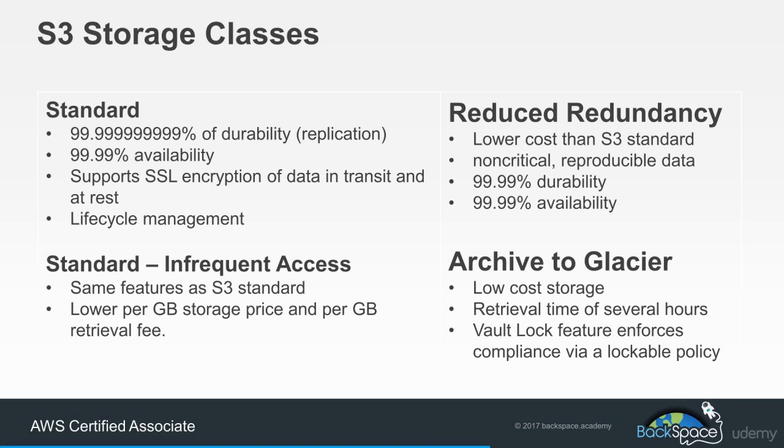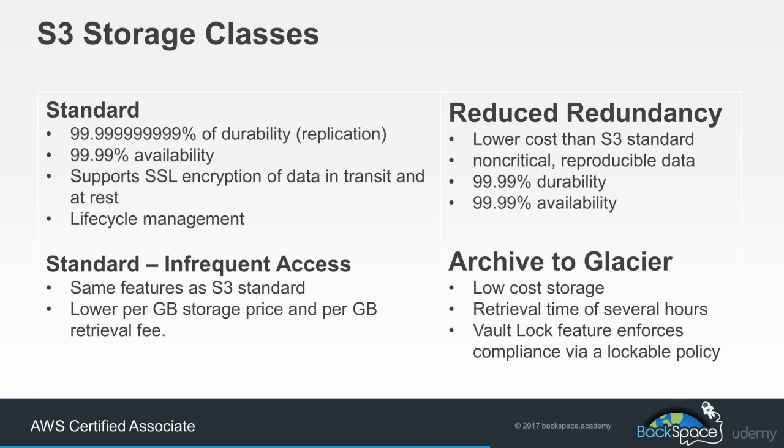So the next one to look at is Reduced Redundancy. What that means is, instead of 11 nines of durability, it's got 99.99% durability. So it doesn't have the same amount of redundancy that Standard or Standard Infrequent Access has. So you would use it for non-critical data. The data can be reproduced easily.